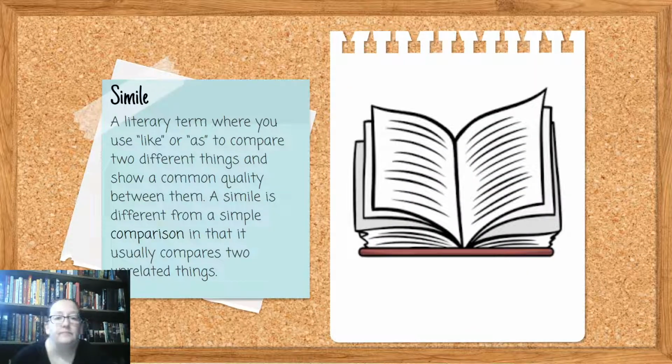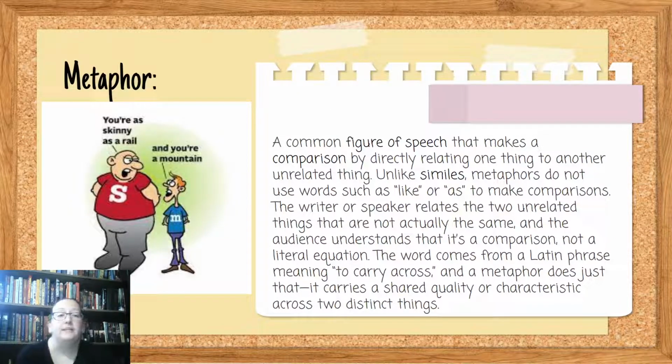Simile is a literary term where we use like or as to compare two different things to show a common quality between them. So if we go back to this slide, we see the gentleman wearing a red shirt. He says, "You're as skinny as a rail." That's a good example of a simile.